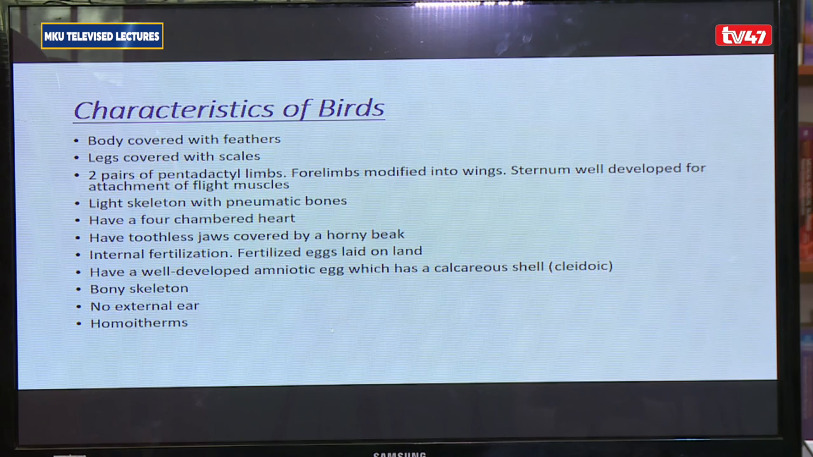Fertilization is internal. The female lays the fertilized eggs, which hatch into young ones that are miniature forms of the adult. They have got a very well-developed egg that is covered by a protective shell that is made up of calcium carbonate. They don't have external ear, but unlike the other classes before, the birds can regulate the internal body temperature, so they are homeothermic.